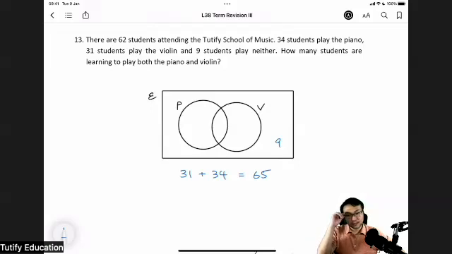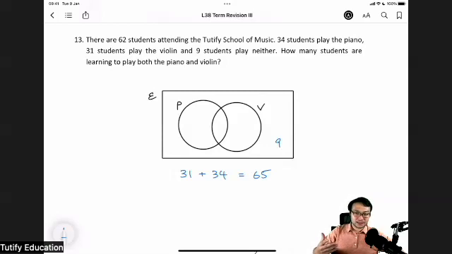Yes. Why? Because how many students are attending the school? 62. So there are 3 additional ghosts, is it? Yes. How can there be more people than 62? Correct? So that's the weird thing. Am I right? Correct.